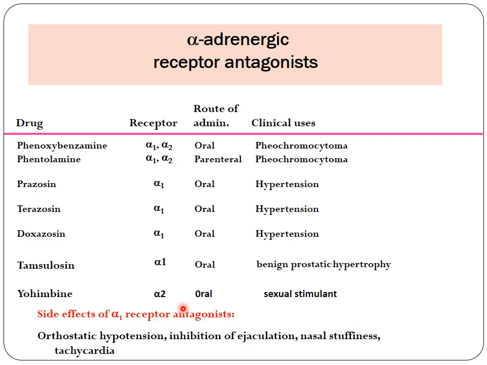Yohimbine is a selective alpha 2 blocker. It is mainly used as a sexual stimulant. What about the side effects of alpha 1 receptor antagonists?